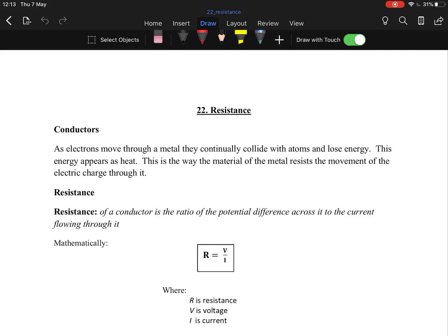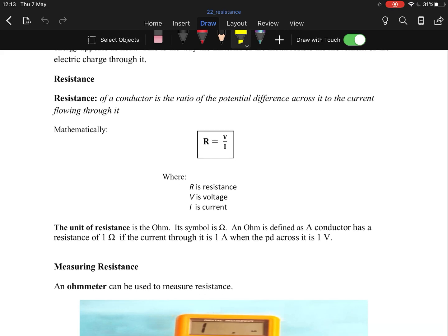Okay, so we don't need to talk about conductors. We've talked about that before, but here we are. Resistance. What is resistance? The resistance of a conductor is the ratio of the potential difference across it to the current flowing through it, or R equals V over I. If you're asked to define resistance, you can give the math equation here because it means the same thing. But remember, if you give the equation, you have to give the notation. You can't just give one without the other.